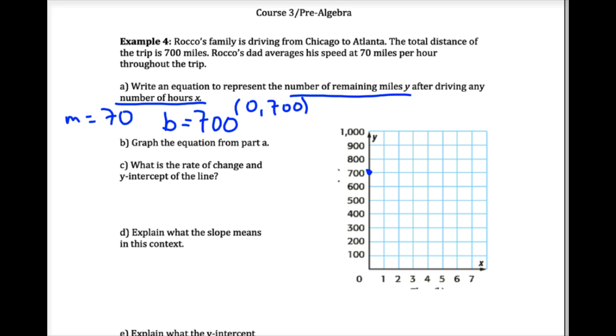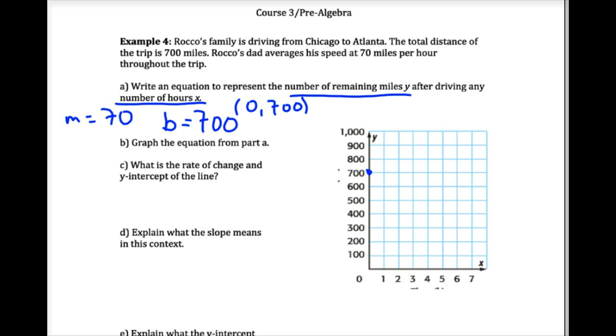All right, graph the equation for part A. Now watch, let's do this. You leave your driveway. You're heading to Atlanta. You're going 70 miles per hour. Okay? After 1 hour, how many miles are remaining until you get to Atlanta?